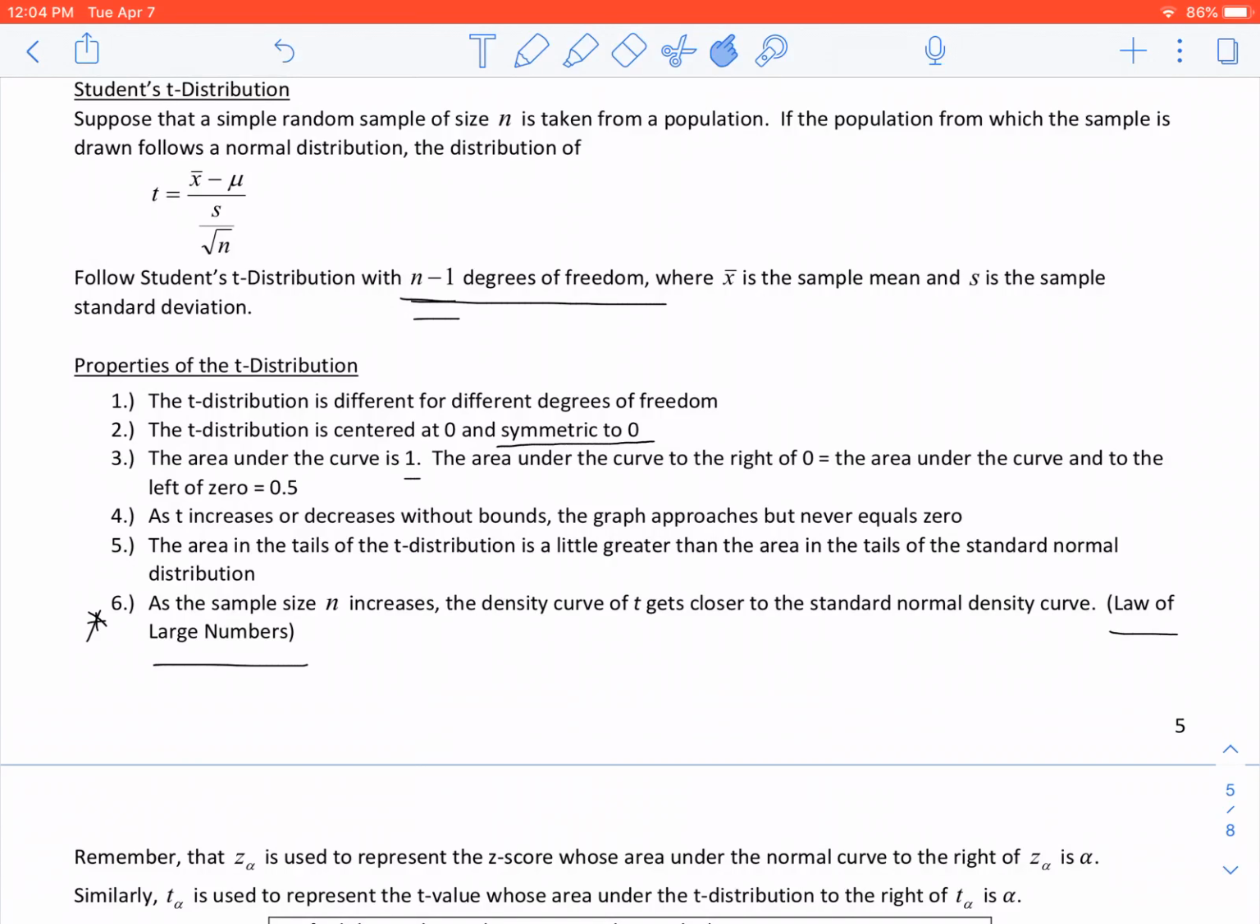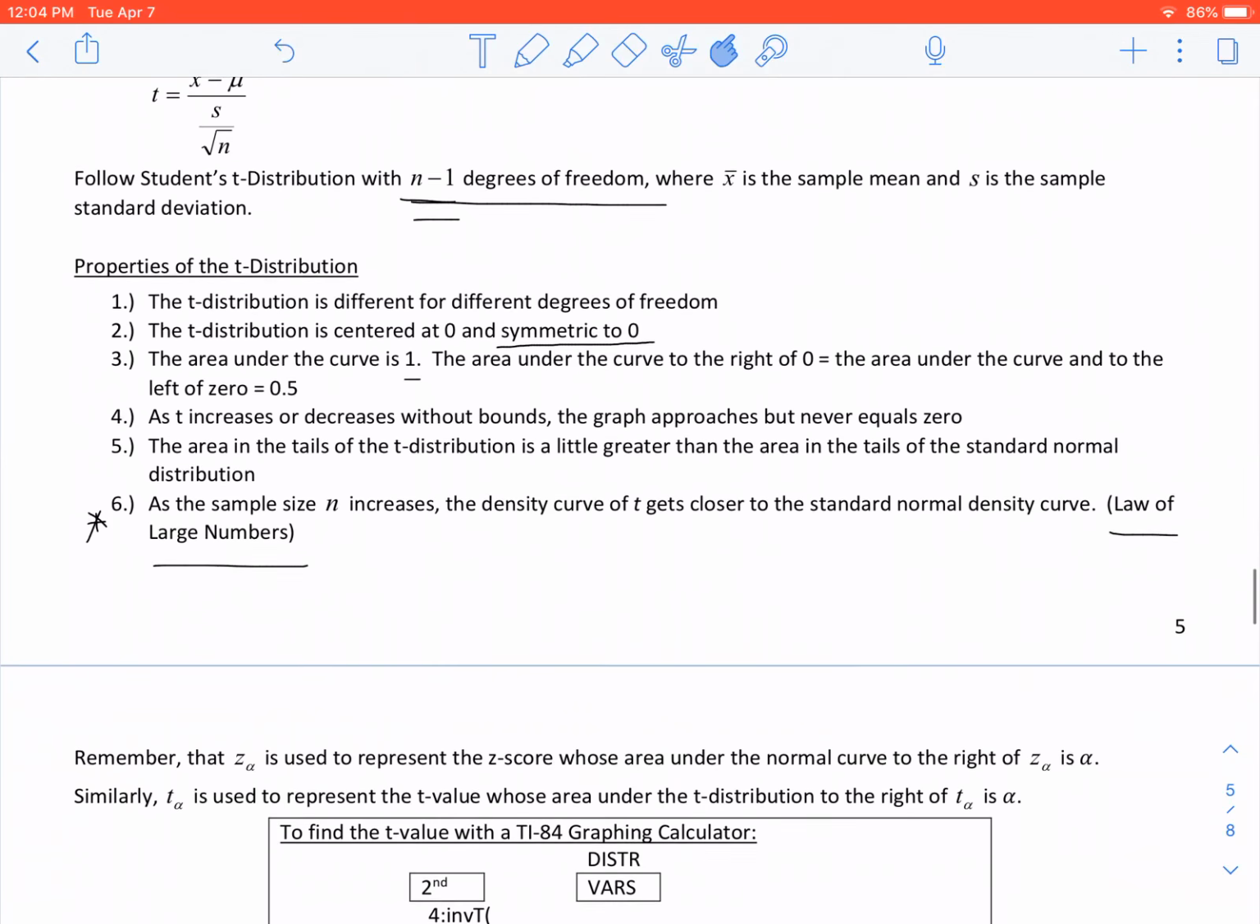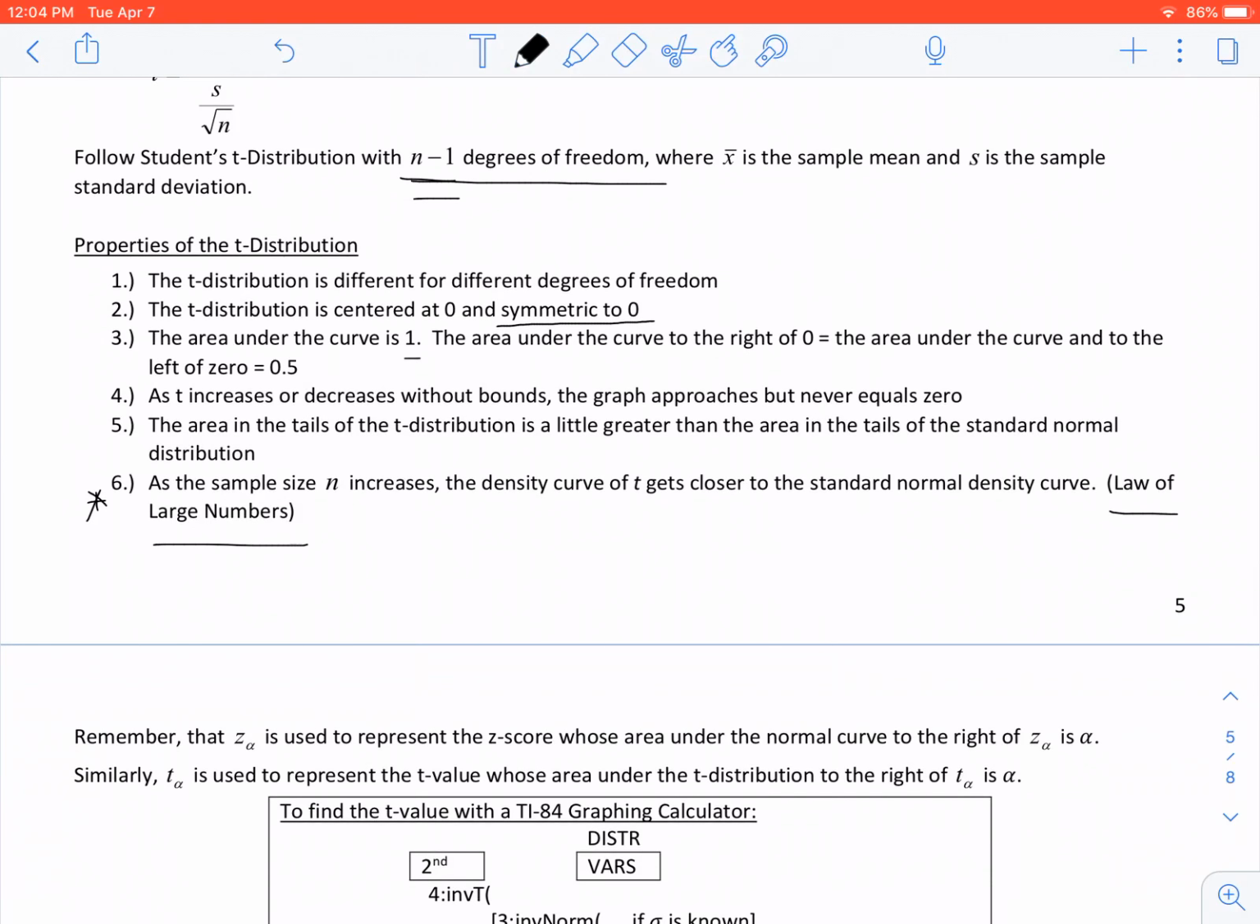So at the top of the next page, it says remember that z sub alpha is used to represent the z-score whose area under the normal curve and to the right of z is alpha. So we have now the same thing: t sub alpha is used to represent the t value whose area under the t distribution and to the right of t is alpha.